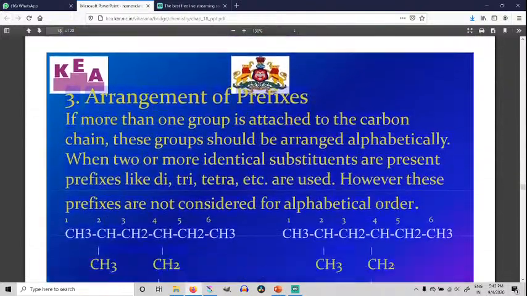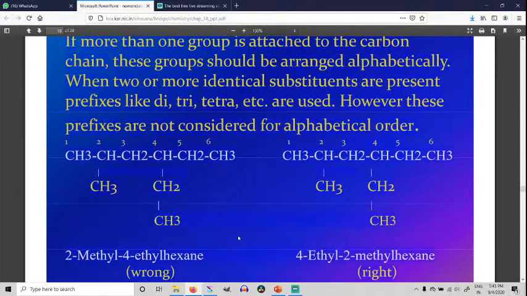Okay, one more thing. Suppose 2 alkyl groups are present, one is methyl and another is ethyl. Then how to give them numbering? Which one should be given preference? Suppose there are 6 carbon atoms in the parent chain, 1, 2, 3, 4, 5, 6. On the second carbon atom 1 methyl group is present, and on the fourth carbon atom 1 ethyl group is present. So we can't give the name 2 methyl 4 ethyl.